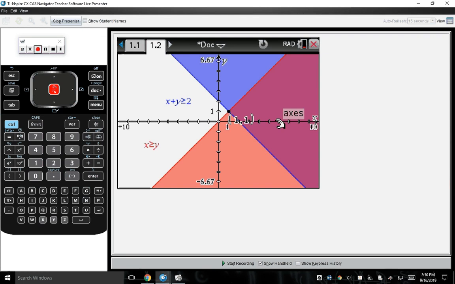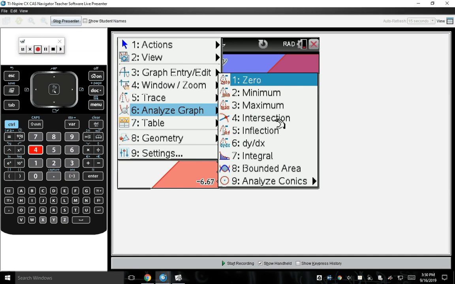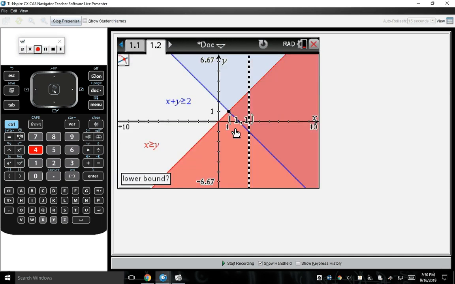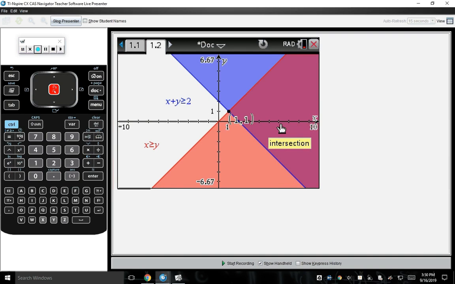Yes? How did you get the 1, 1 up there again? By pressing menu 6 to analyze graph and then intersection. And now look at the bottom left, it's saying what's your lower bound. So you just have to be to the left of that point and then press down on your keypad. Then it will say what's your upper bound after that, and then you just scroll to the right and it'll pop up 1, 1. We good? Okay.